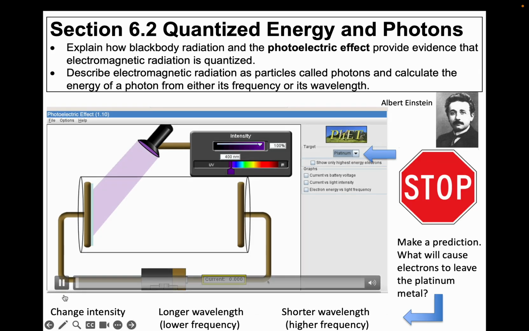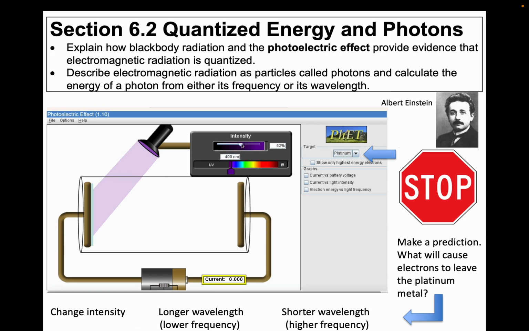Okay, so let's check. First of all, let's change the intensity. Changing the intensity higher or lower doesn't seem to make any difference. Let's change the wavelength. We're going to start by moving it towards the infrared. Longer and longer wavelength, lower and lower frequency is not doing anything. What if we make it a shorter wavelength, higher frequency? Nothing. Nothing. Okay, finally there's a difference here.